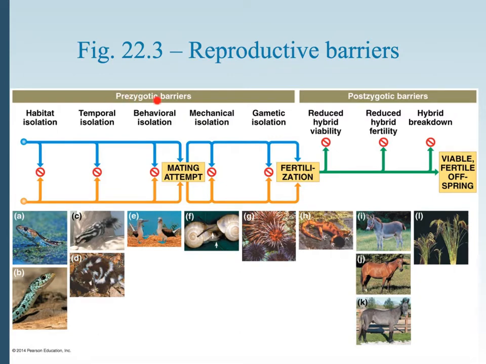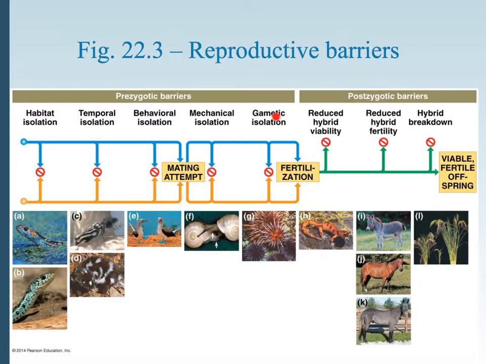We have prezygotic barriers and we have postzygotic barriers. And our prezygotic barriers over here, these are the things that prevent fertilization. Postzygotic barriers are the things that prevent the resulting progeny from actually being a species or a member of that species. So if we look at the prezygotic, so pre means before the zygote, so before the fertilized egg, we have habitat isolation, temporal isolation, behavioral. All of those prevent any kind of mating attempt from ever happening.